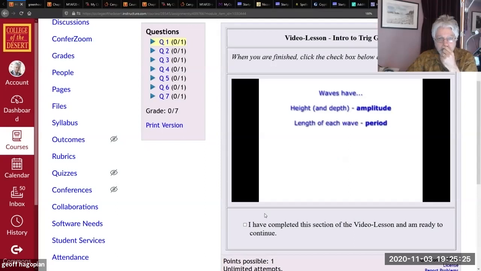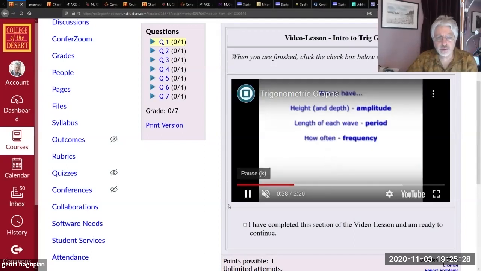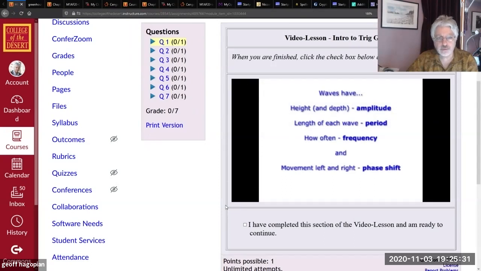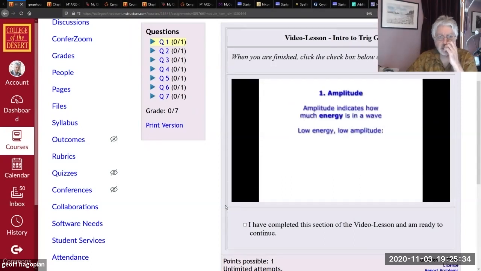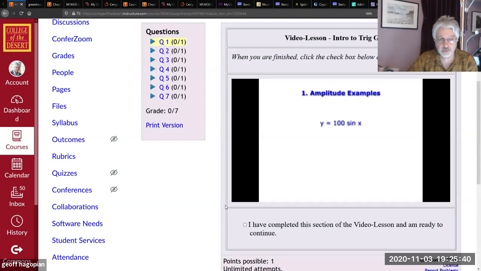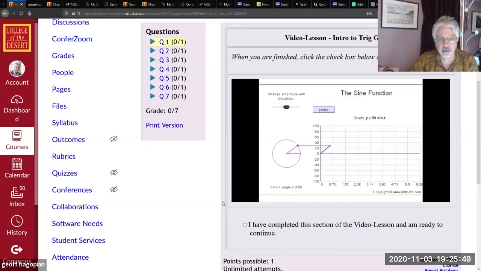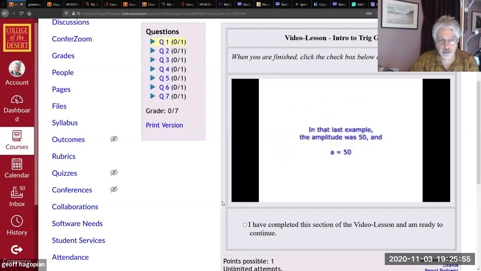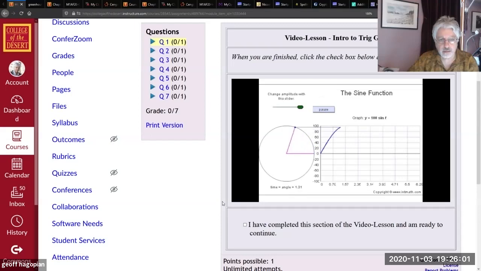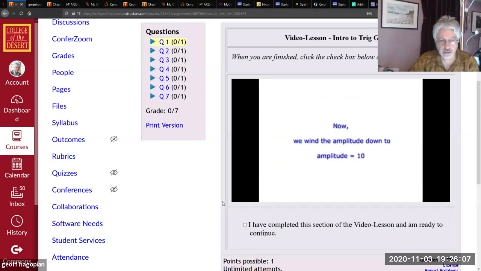Waves have height and depth, amplitude, and length of each wave, that's the period. How often, frequency, how many oscillations per second. So amplitude indicates how much energy is in a wave. Low energy is low amplitude, high energy is high amplitude. So the amplitude is multiplying the output. Now for an animation of amplitude. Okay, so you can see as you go around the unit circle and you lay out your y coordinate corresponding to a horizontal input.